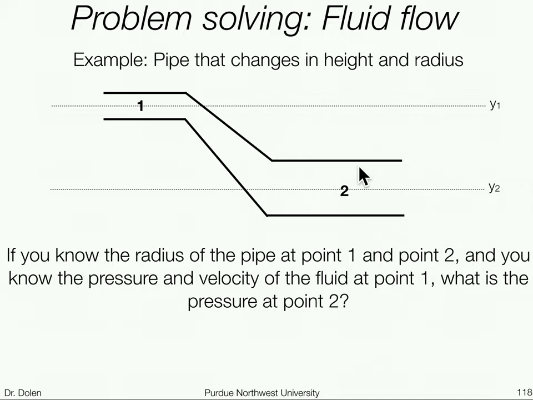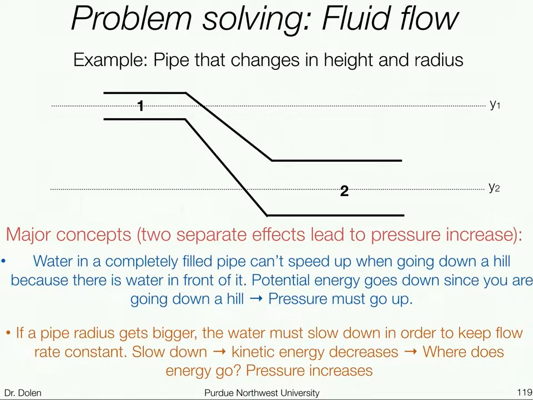Okay, so the question is, how does the pressure change from point 1 to point 2? If we know the pressure at point 1, we know the height at point 1, we know the velocity of the fluid at point 1, how does the pressure change as it flows down the hill and as the pipe gets bigger? Okay, so it's a very common type of problem you'll see. When you see a problem like this, we have to bring in two major concepts. There's actually two separate effects here that lead to pressure increasing.